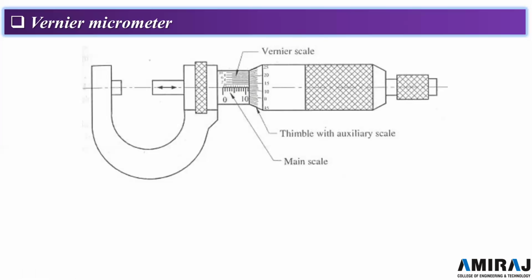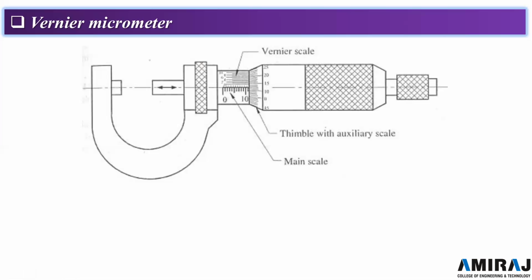And we can measure any dimension with it by reading the main scale reading, then the thimble reading and multiplying with the least count of the thimble, then the vernier reading and multiplying with the least count of the vernier, and adding all three readings. Okay, the readings of the three scales are added to get the final dimension. So we can measure with the help of the vernier micrometer.